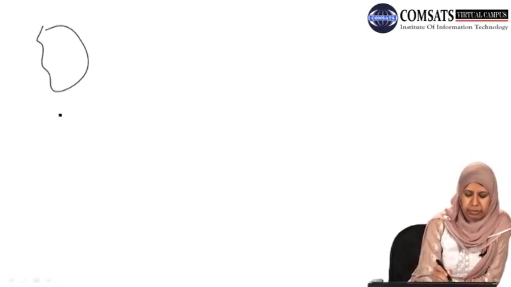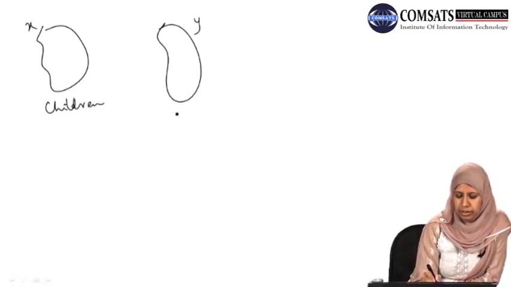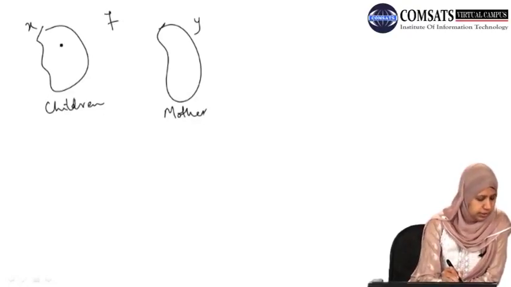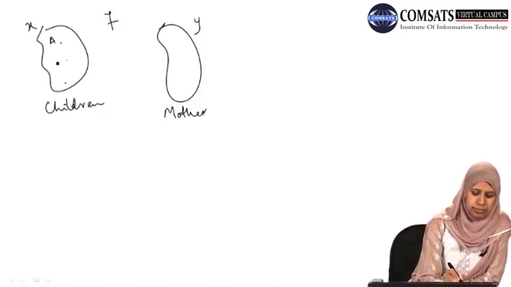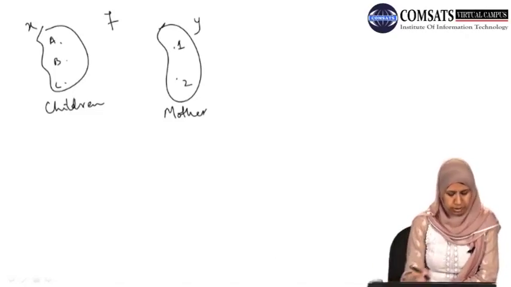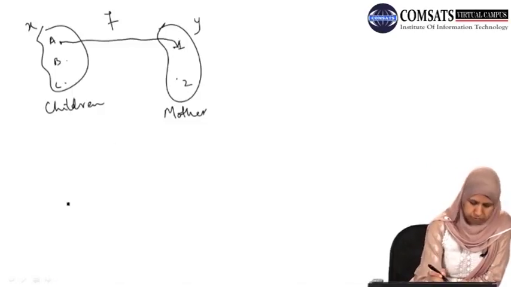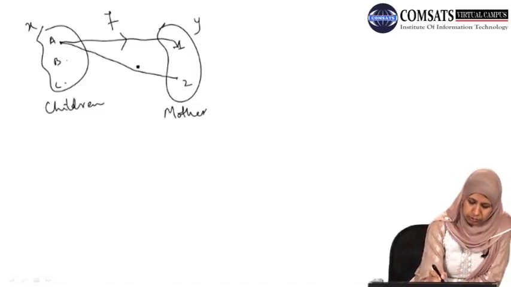Let's consider this mapping diagram again. We have this as our x, the set of children, and this is our set y, the set of mothers, and f is the rule. Let's say we have 3 children, named A, B, C, and 2 mothers, 1 and 2. If child A is assigned to mother 1, fine. Child A is also assigned to mother 2.